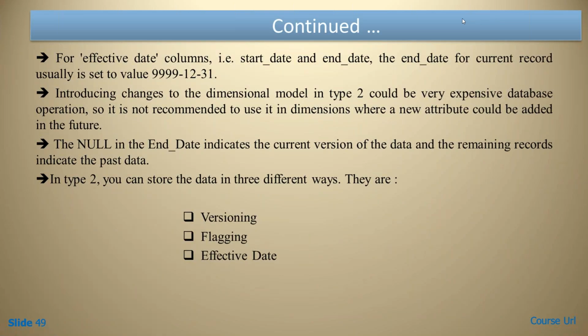Okay, so coming to this SCD type 2, a few concepts are there that you can remember. These three columns will be added. If it is SCD type 2 and you are implementing it, these three columns will be added in that table: one is versioning, another is flagging, and another is effective date.